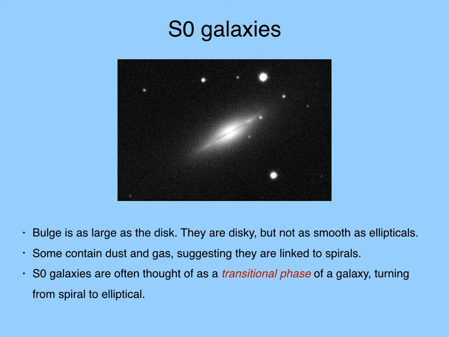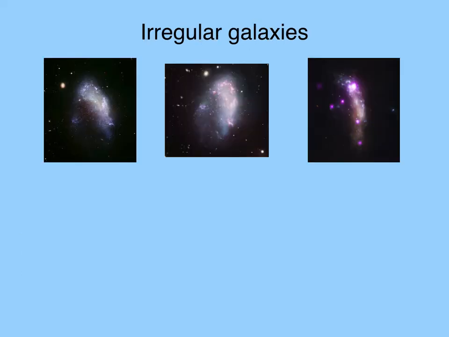The S0 galaxies are often thought of as transitionary galaxies, or a transitionary phase where a spiral galaxy is becoming old and turning into an elliptical. But we'll talk about that later.